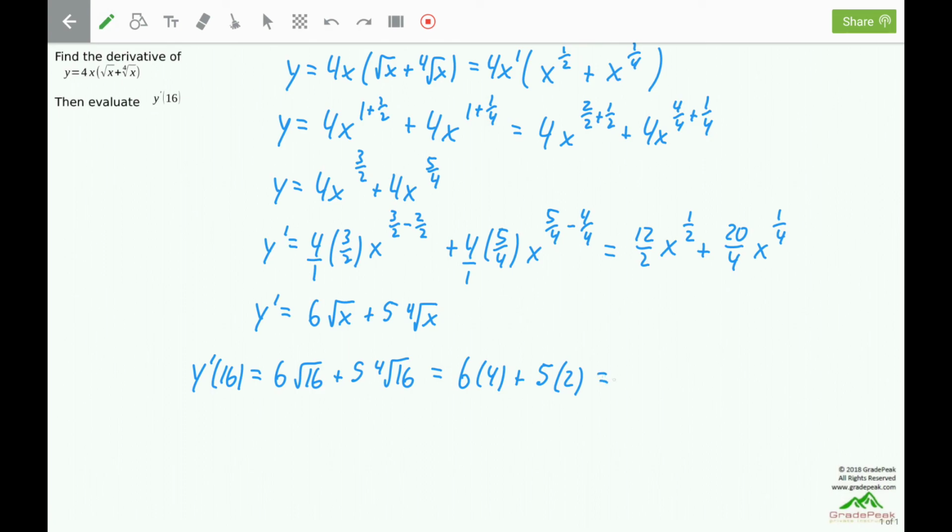6 times 4 is 24. 5 times 2 is 10. 24 plus 10 gives us 34.